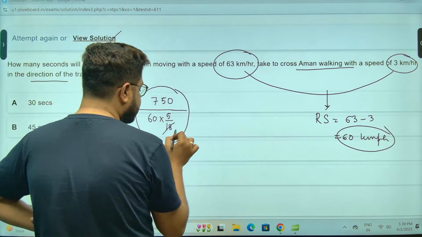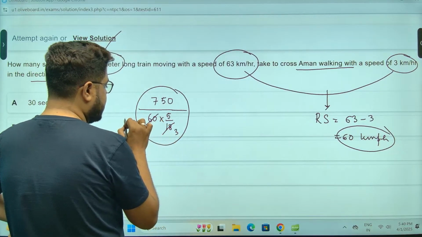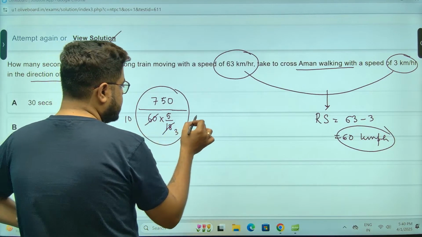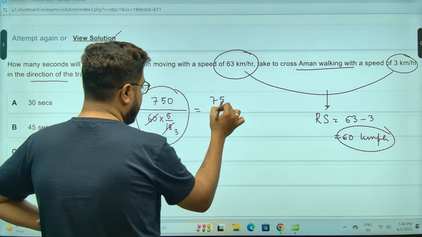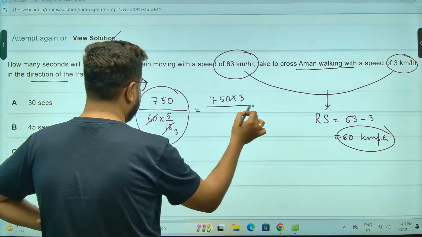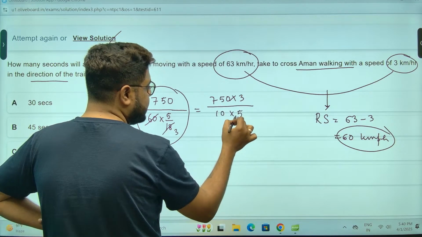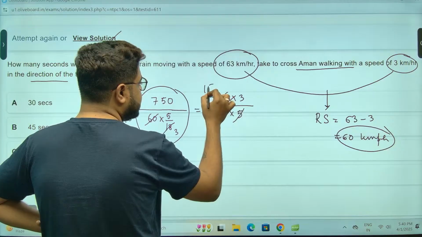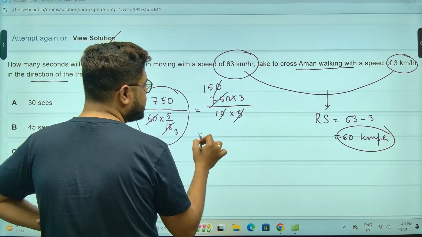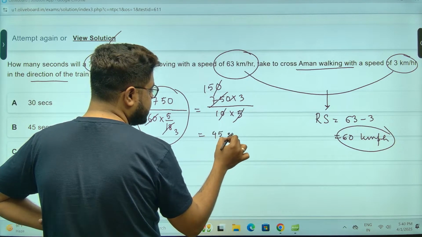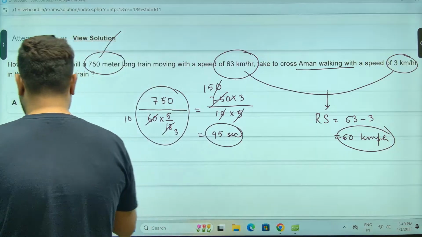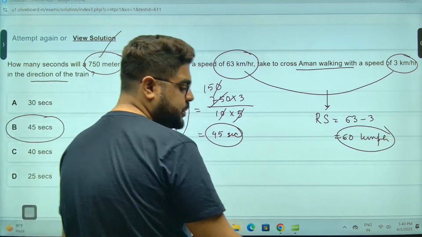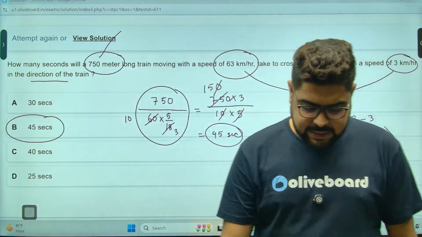Let's calculate a bit, sir. 6 3s are this, 6 10s are this. It will become 750. This 3 will go up, divided by 10 into 5, sir. 5 15s are this. The zeros are gone. 3 15s are 45 seconds. So 45 seconds, option B, sir.